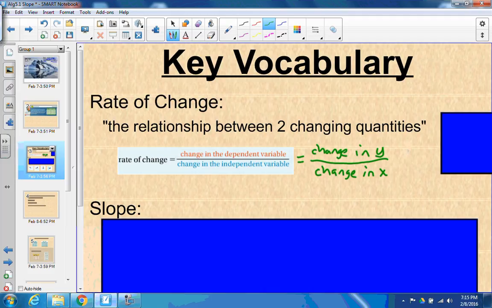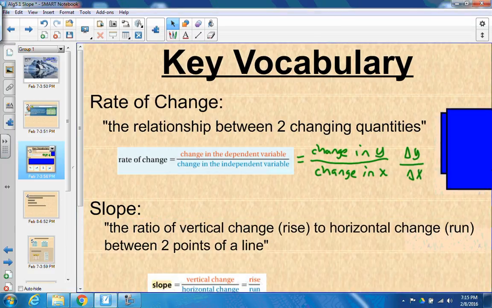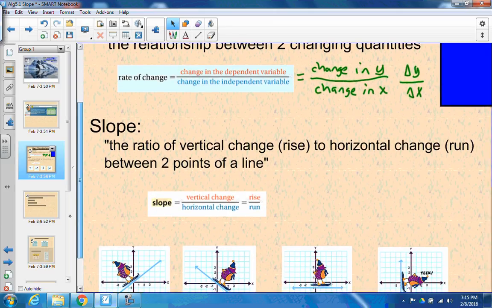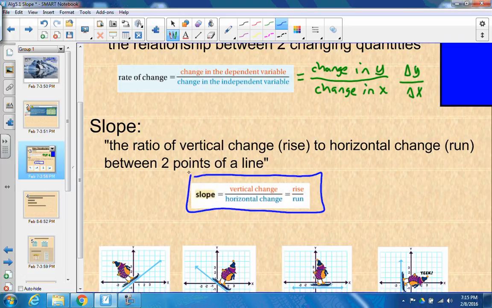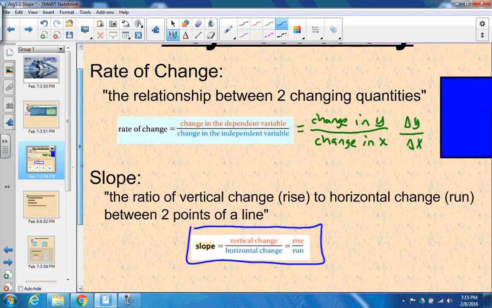So I've been writing it like this with the delta symbol, because that also represents change in y over change in x. All right, slope, more specifically, is the ratio of vertical change to horizontal change. So that's rise over run between 2 points of a line. So this is where we have it right here, rise over run. Remember, slope is rise over run. Just repeat that to yourself 15 times before bed every night, and you'll understand slope.